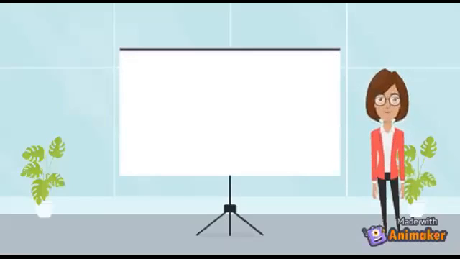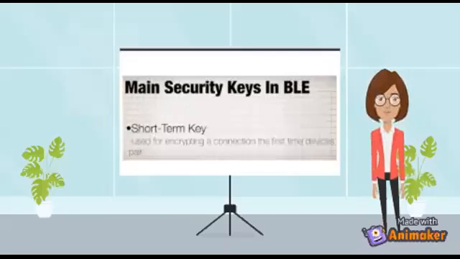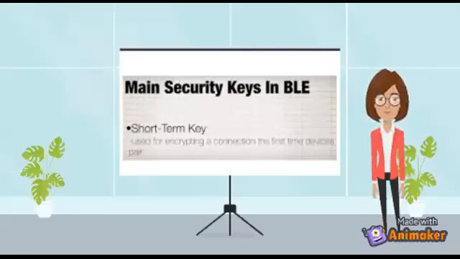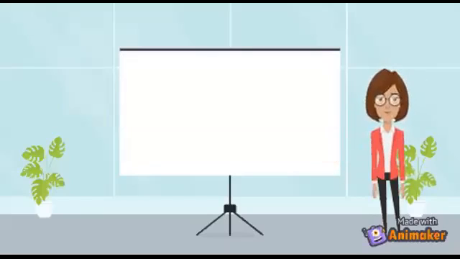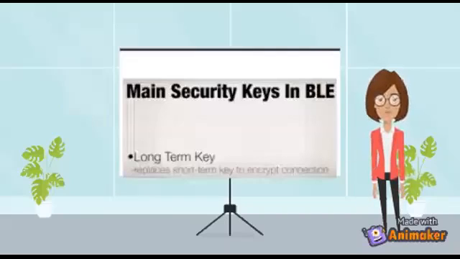Now, the short-term key is used as the key for encrypting a connection for the very first time devices pair. The short-term key is generated by using 3 pieces of information: the temporary key and 2 random numbers, one generated by the slave and one generated by the master. Once the connection is encrypted with a short-term key, the other keys are distributed. The long-term key replaces the short-term key and encrypts the connection.